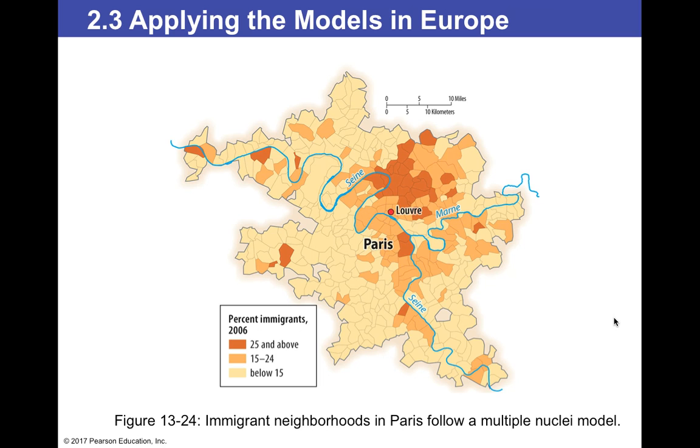The immigrant neighborhoods in Paris follow the multiple nuclei. So you have the downtown here. And what Paris has done, when you're downtown, you see rich Parisians and everyone living the grand life. Where they've put their immigrant communities is on the outskirts. So, for example, Algerian or Moroccan immigrants will live in these outskirts areas, kind of like suburbs. It's kind of like a reverse of what we have here in the United States.